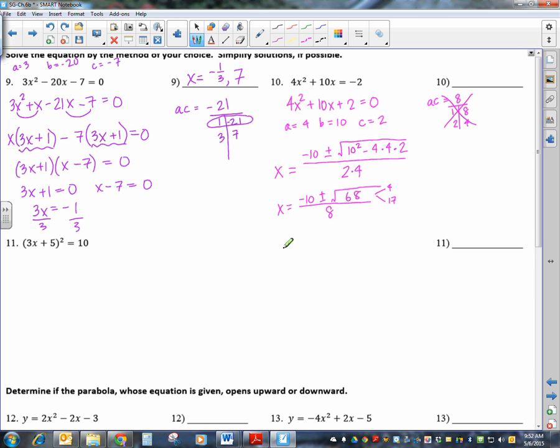Okay, so x equals negative 10 plus or minus. That's a perfect square, so I take it out. The square root of 4 is 2, leaving me with 17 all over 8. And if you look at all three of those numbers, 2 goes into them. Okay? 2 goes into 2 one time, 2 goes into 10 five times, and 2 goes into 8 four times. So my answer is x equals negative 5 plus or minus the square root of 17 all over 4.